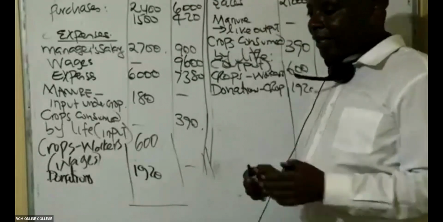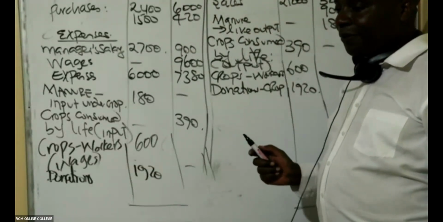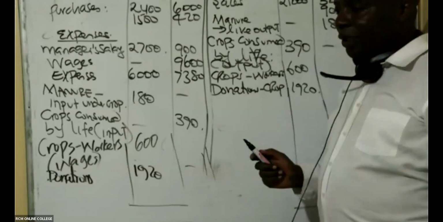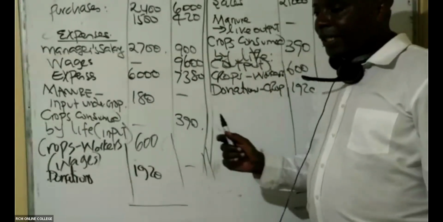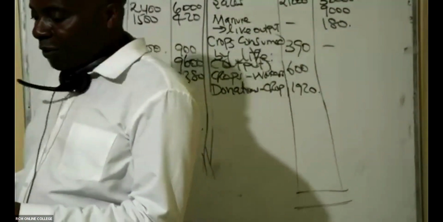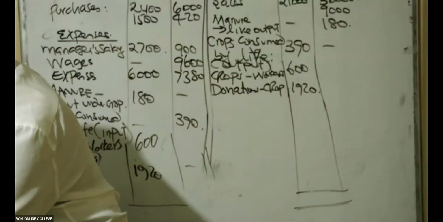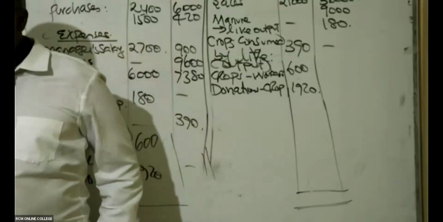Which side is bigger and with what amount? For the crops first. What do we have, ladies and gentlemen, here?